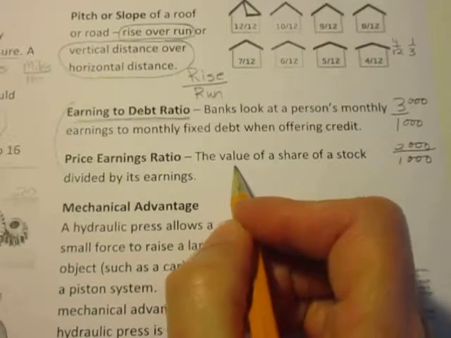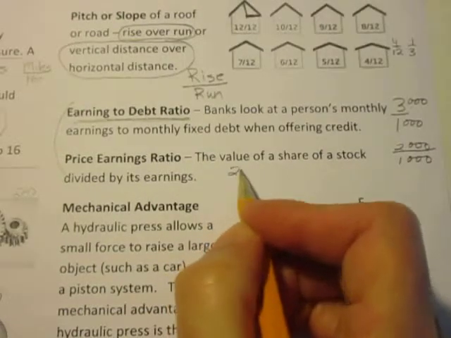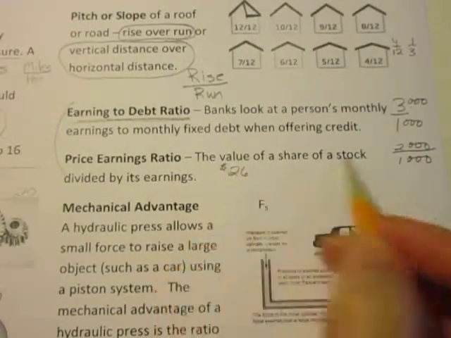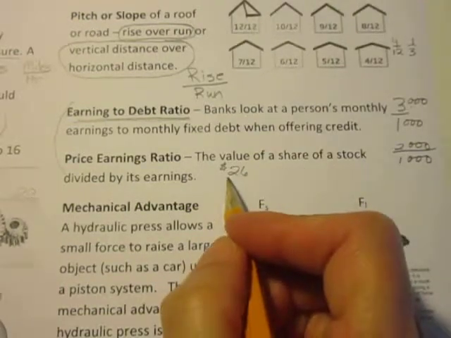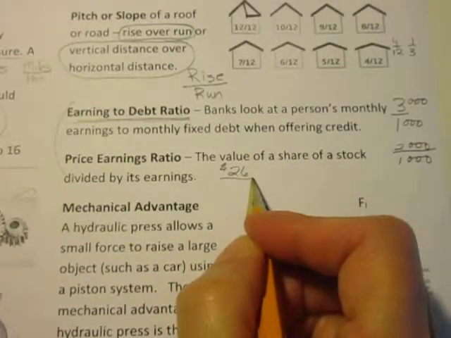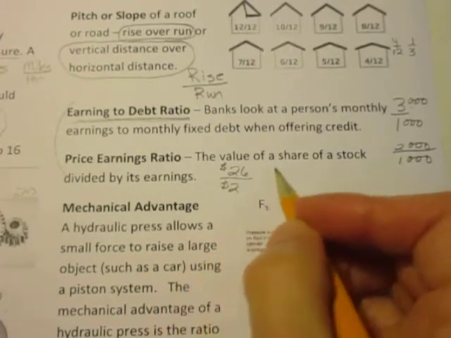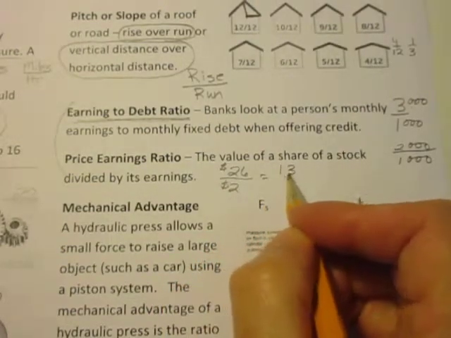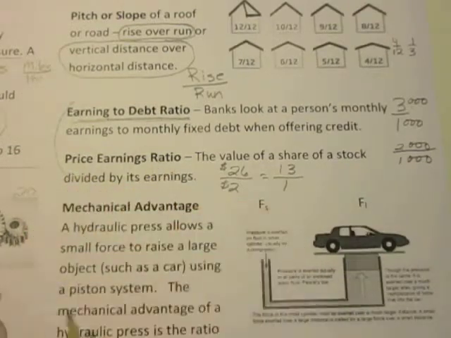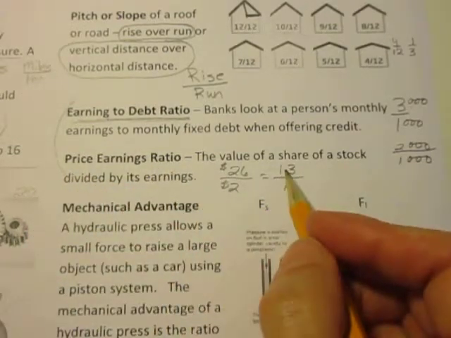Let's say that you've purchased stock and each share costs $26, and over the course of a year, each of those shares of stock provided dividends of, say, $2. So that would reduce to a 13 to 1 price earnings ratio. Now, that would kind of depend.